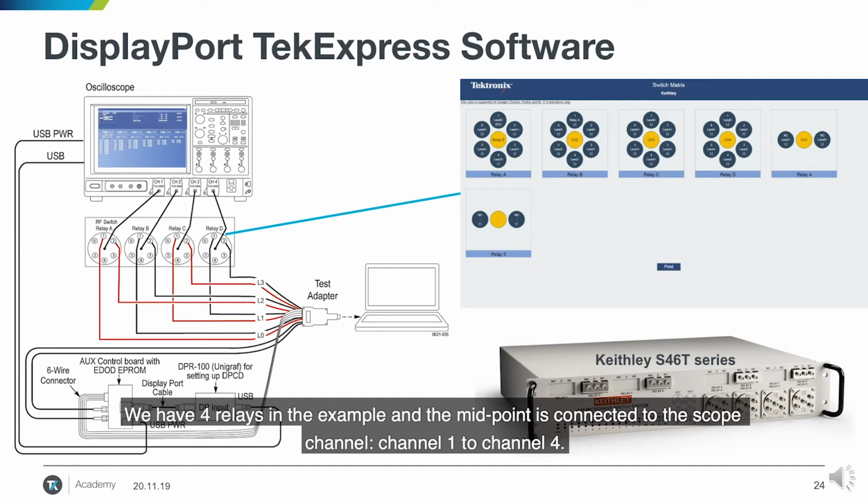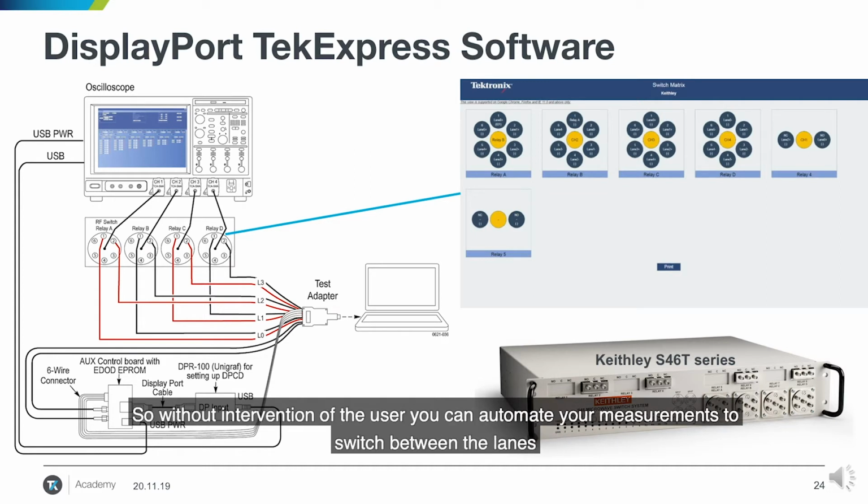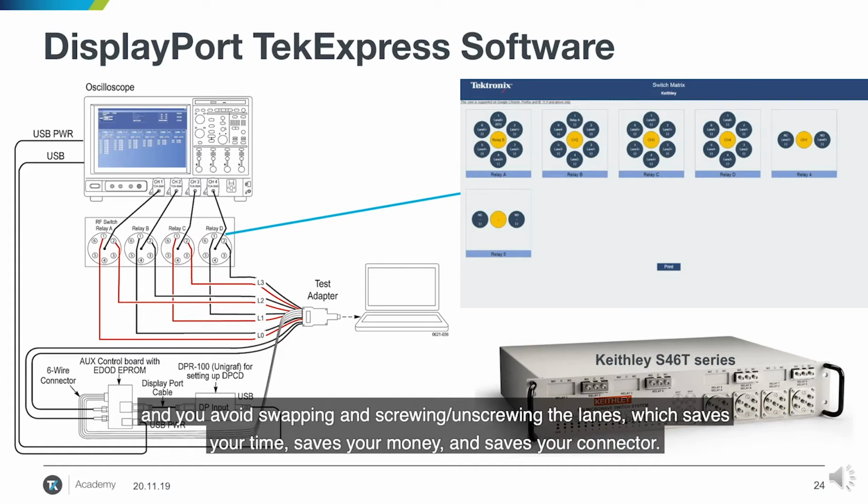We have 4 relays in the example, and the midpoint is connected to the scope channel, channel 1 through channel 4. So without intervention of the user, you can automate your measurement to switch between the lanes, and you avoid swapping and unscrewing the lanes, which saves your time, saves your money, and saves your connector.